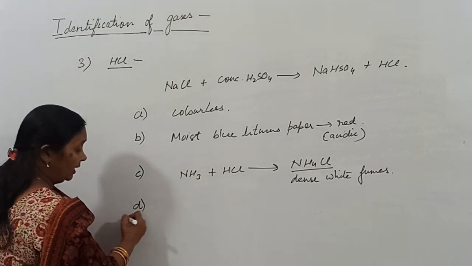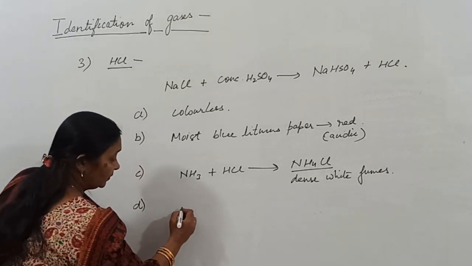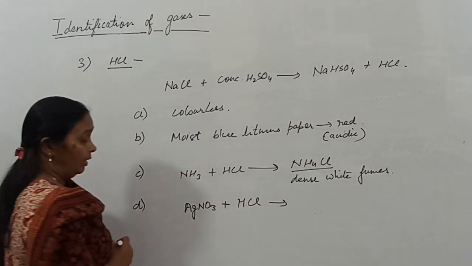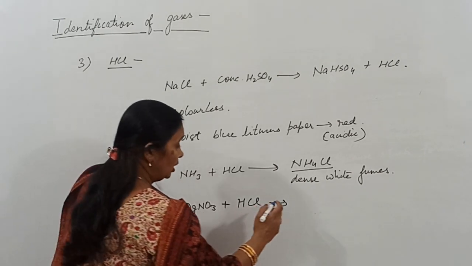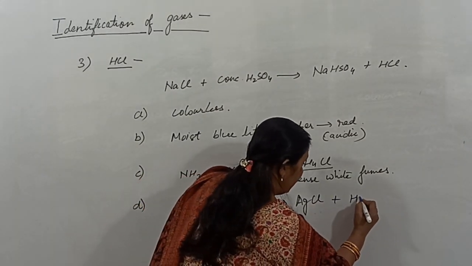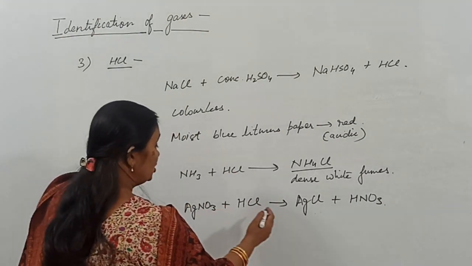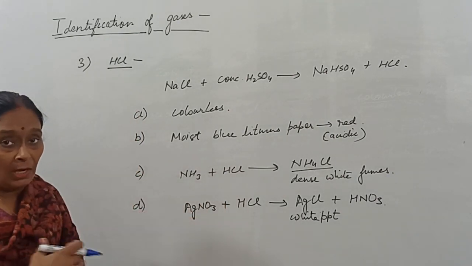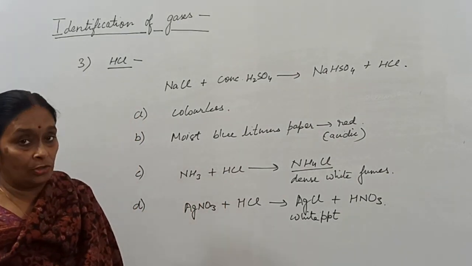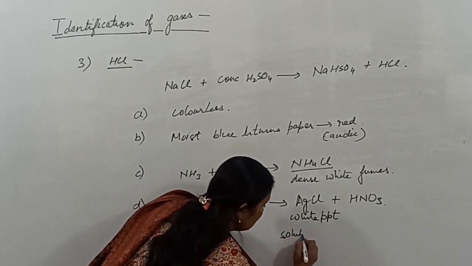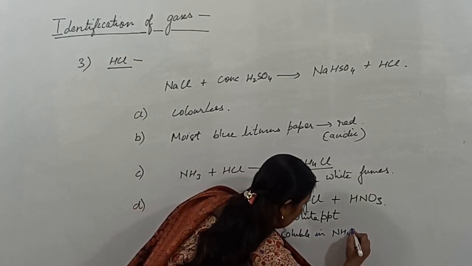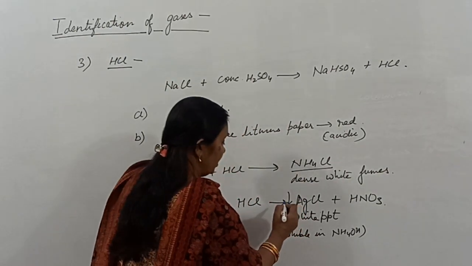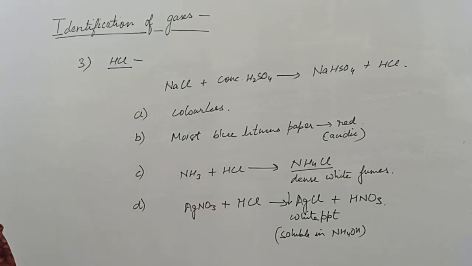The next confirmatory test is if you pass HCl through silver nitrate solution. AgNO3 and HCl react to give AgCl and HNO3. AgCl is a white color precipitate which is formed, and if you add NH4OH in excess, it will get dissolved. So it is soluble in NH4OH. So this white precipitate is formed when HCl is passed through AgNO3 or silver nitrate solution.